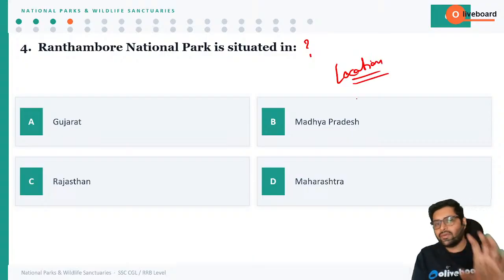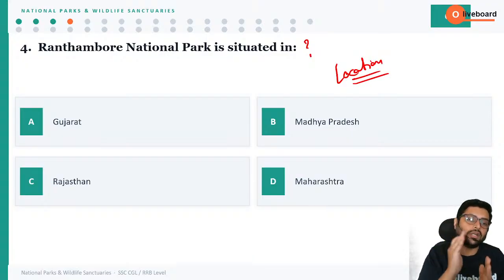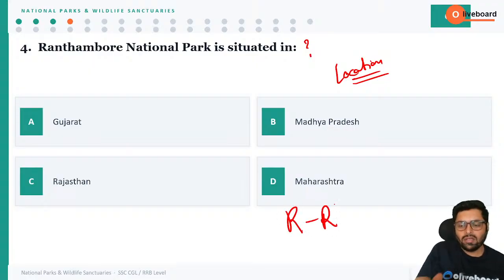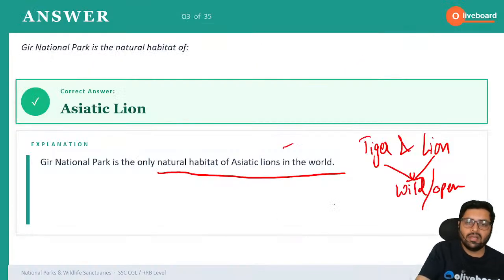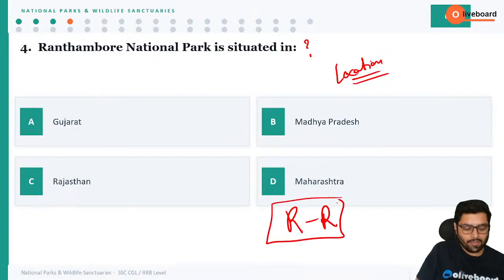Before attempting any question or any topic, get the theme of it. It will help you a lot in long term memory. Get the theme of it. So, Ranthambore National Park is located in R for Ranthambore, R for Rajasthan. Simple. Like here we had G for Gir, G for Gujarat. Correct? Gir Gujarat, Ranthambore Rajasthan. As simple as that. Am I right?